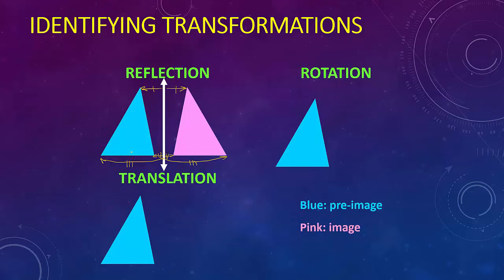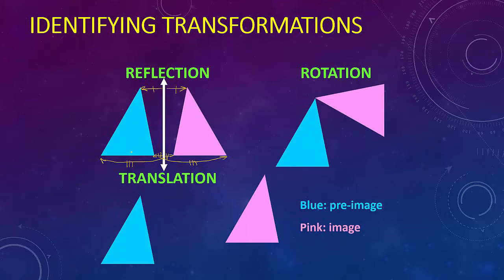Okay? Translation would be if you just took the figure and, like that, that would be a slide right and then up. And then rotation would be like if I took it and rotated that 90 degrees. That would be counterclockwise. So remember, clockwise, like hands of a clock.